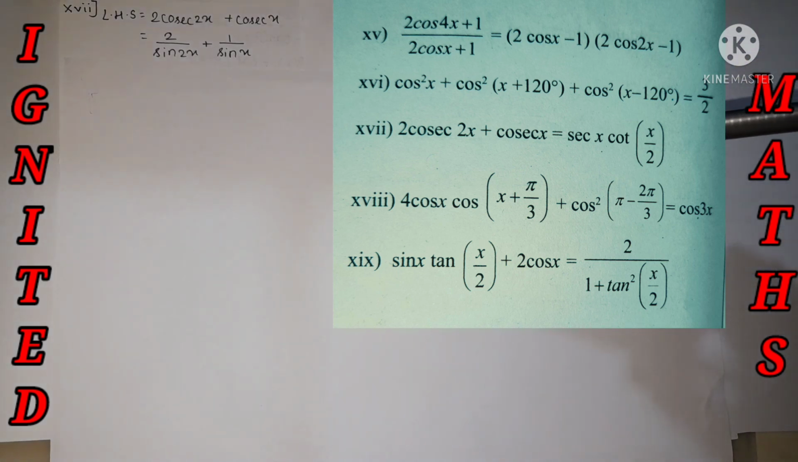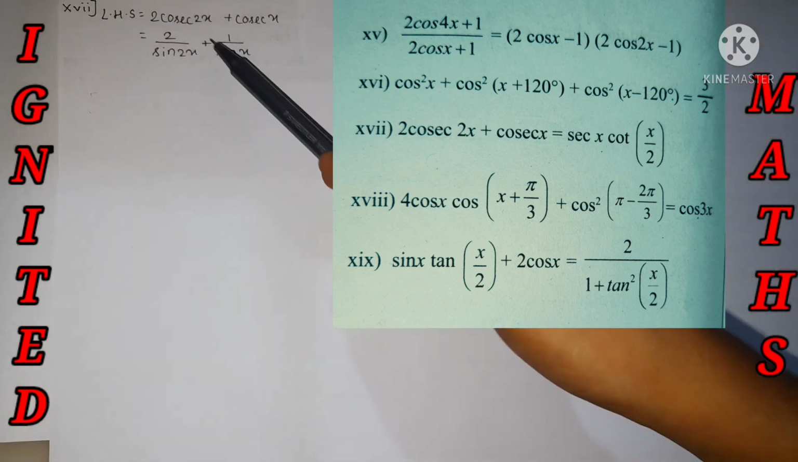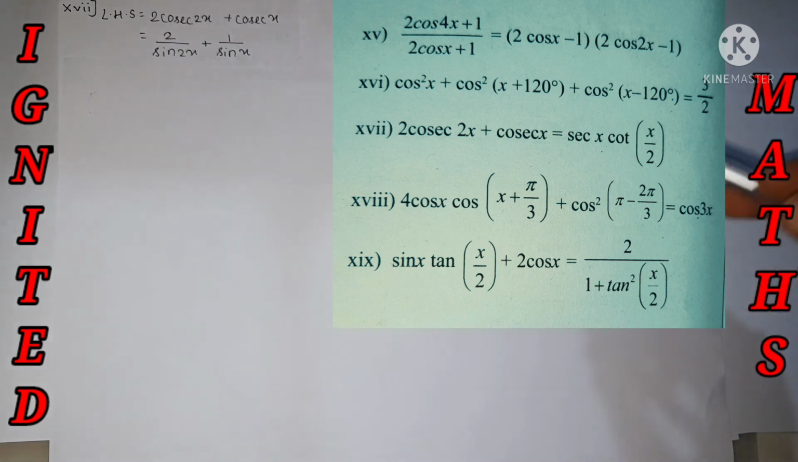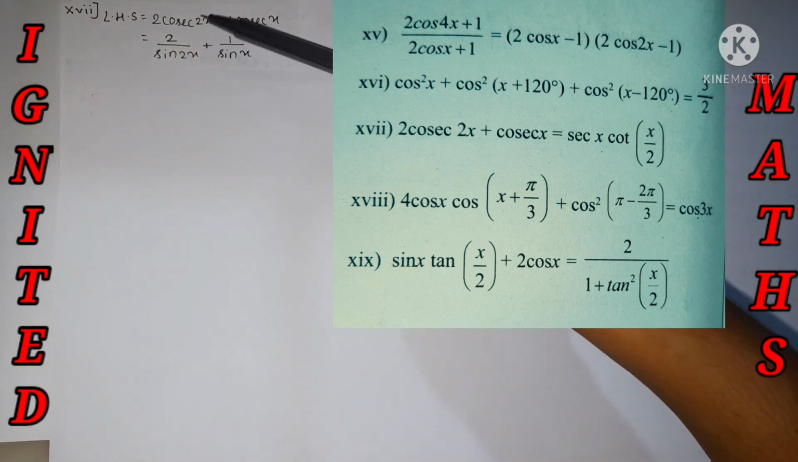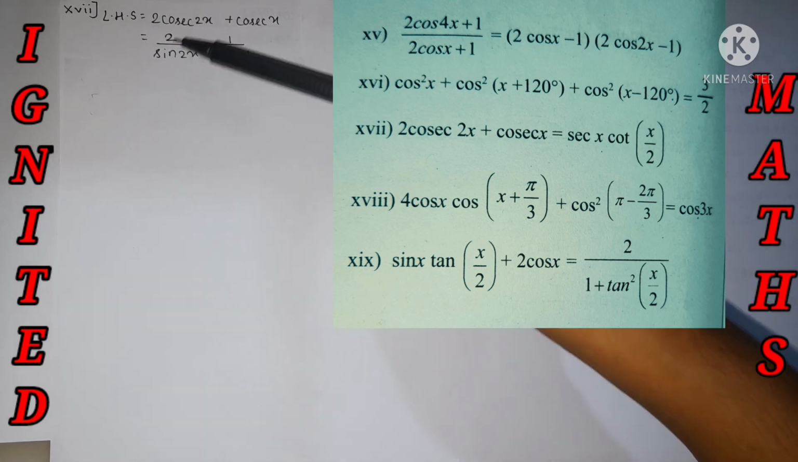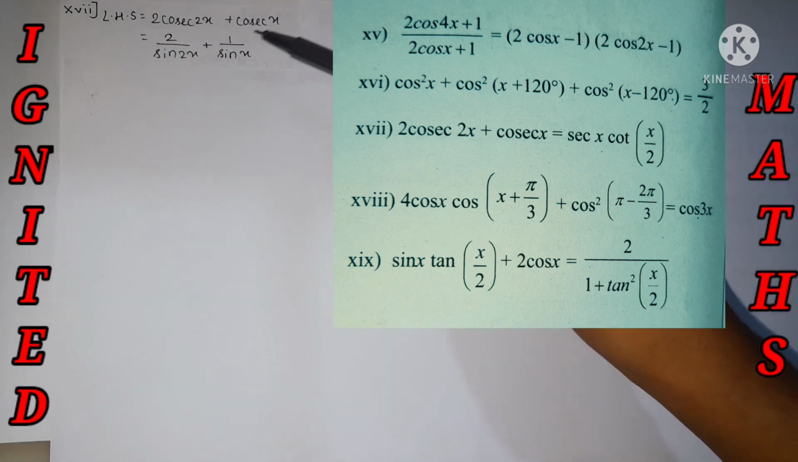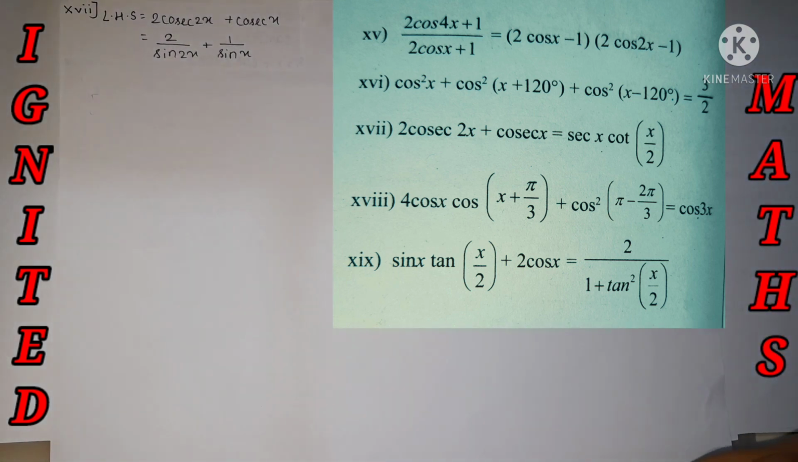That we need to prove it. Okay, so LHS value I took over here. So cosec x is nothing but 1 by sin x. Over here theta is 2x. Yes, so it's nothing but 1 by sin 2x. Over here cosec x is nothing but 1 by sin x. Yes, according to the formula we have done it.